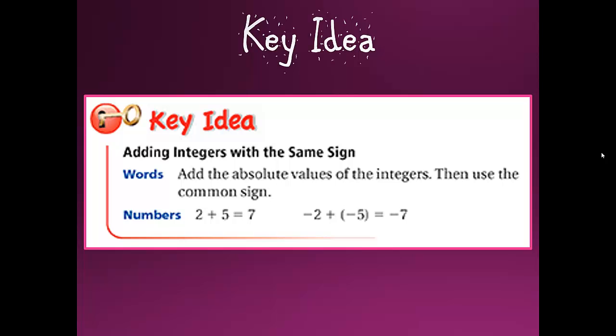So 2 plus 5 would equal 7, because the absolute value of 2 is 2, the absolute value of 5 is 5, 2 plus 5 is 7, and since 2 and 5 are both positive, our answer would be positive.